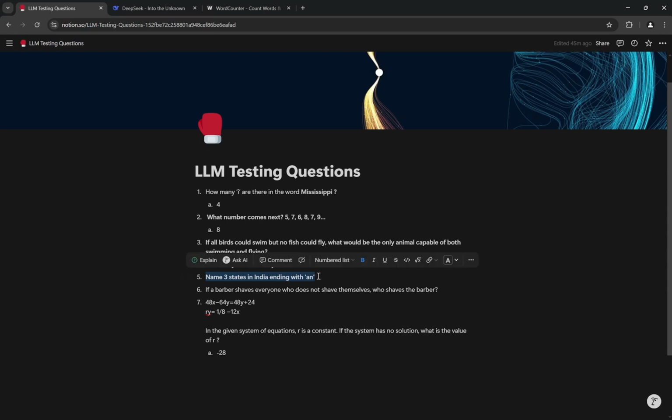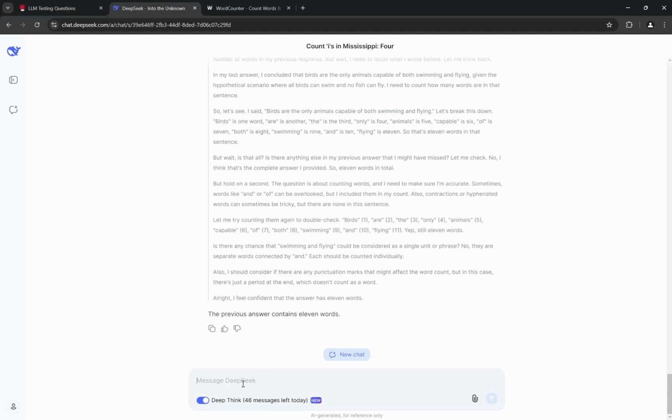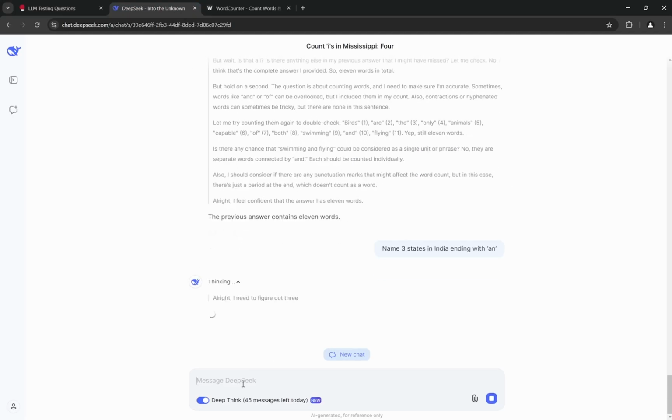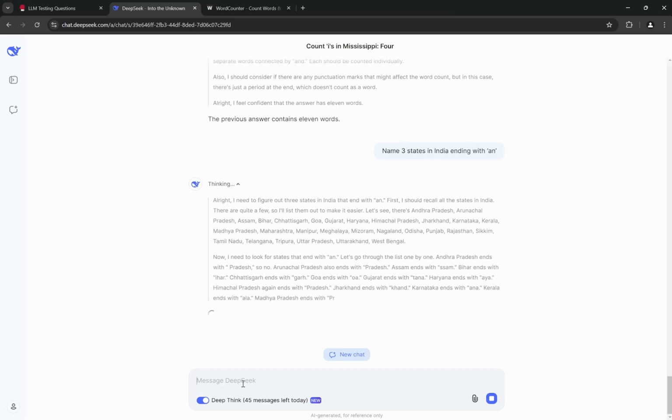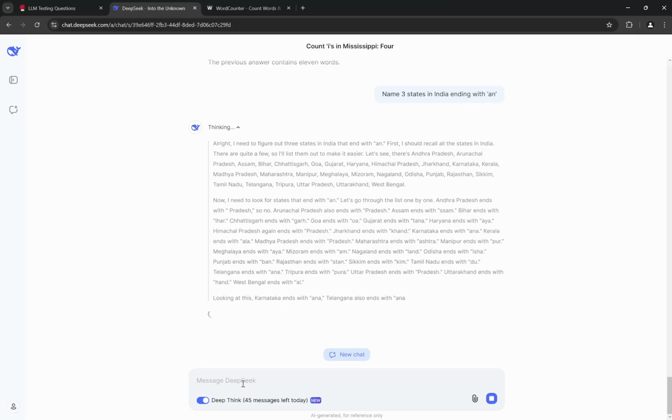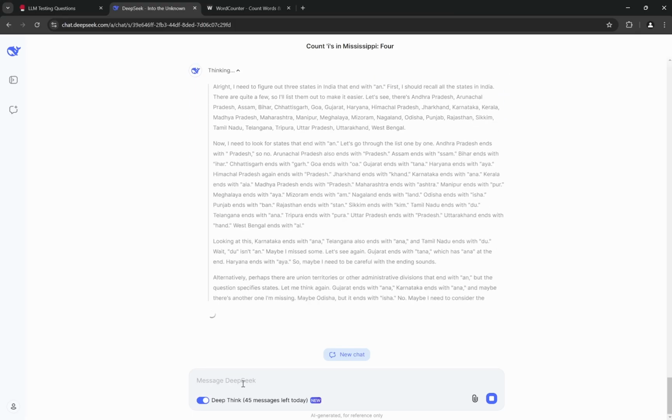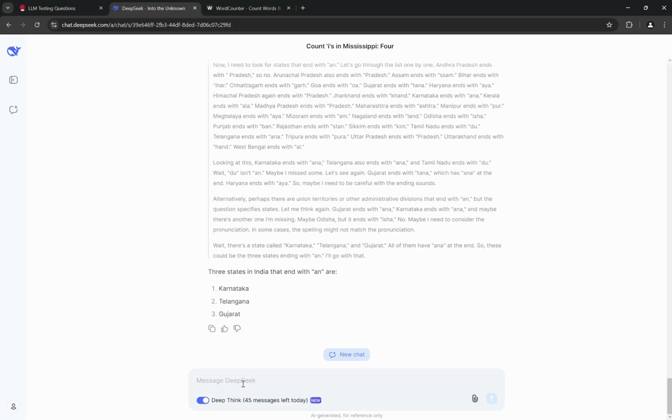Now the next one is something which ChatGPT 4.0 could not get, that is, name 3 states in India ending with AN. And let's see. I just want to see how it approaches this, and if it can't find a name, whether it says there are no other states, or it tries to include different states which are not ending with AN. So here you can see, 3 states in India that end with AN are Karnataka and Telangana and Gujarat.